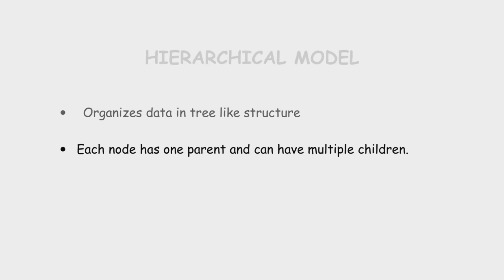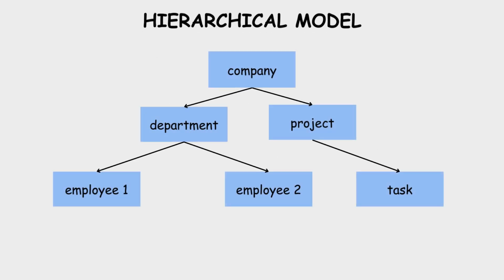can have multiple children. Now look here, this is an example of a hierarchical model. It is a tree-like structure. Here the company node is a root node. Let's consider the node department. It has only a single parent, that is the company node, and multiple children, employee 1 and employee 2. If we consider the project node also, it has only a single parent. That's what we have told earlier. In a hierarchical model, every node has only a single parent but can have more than one child.